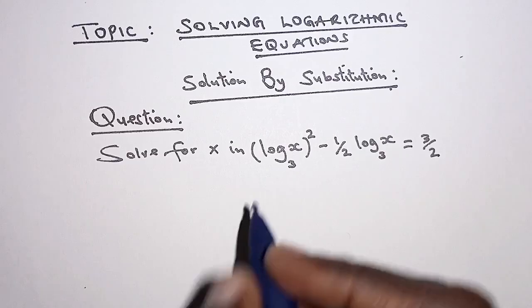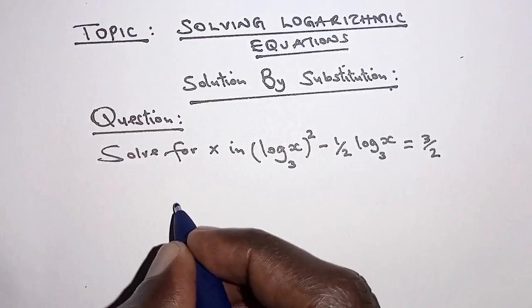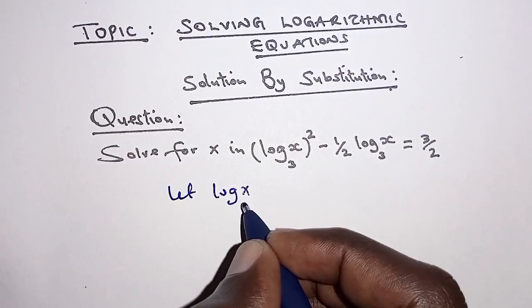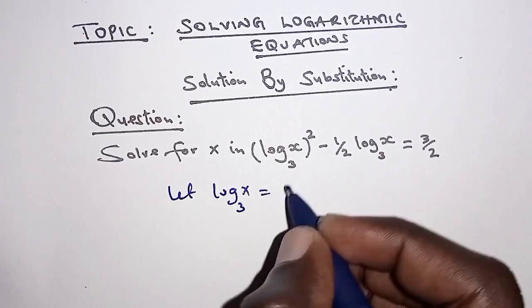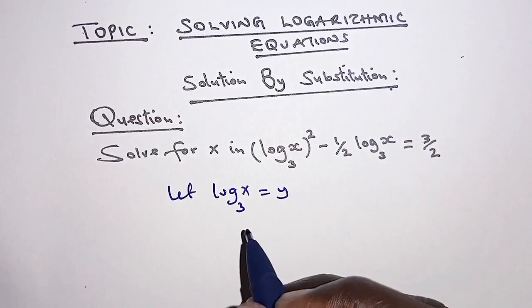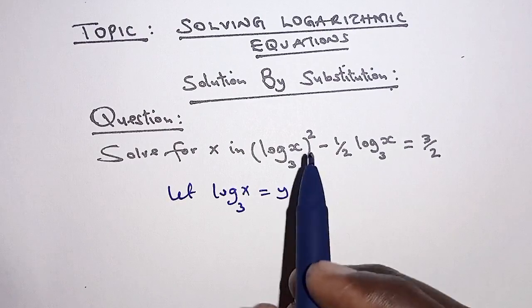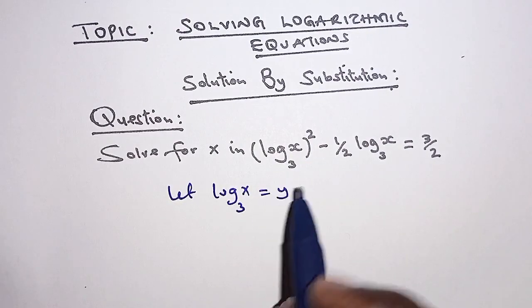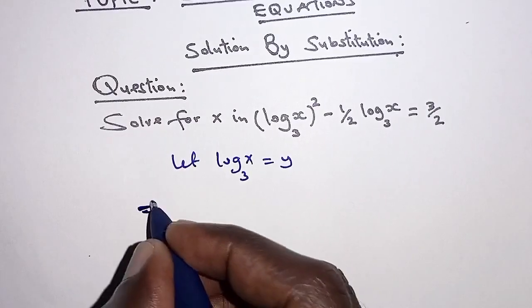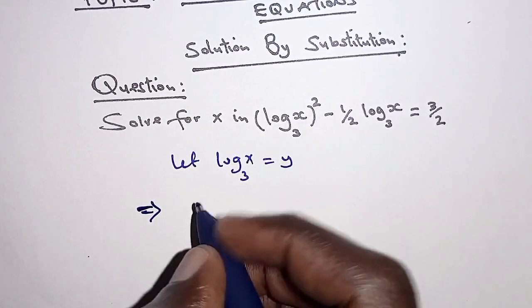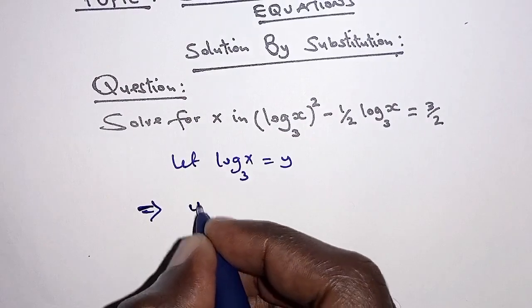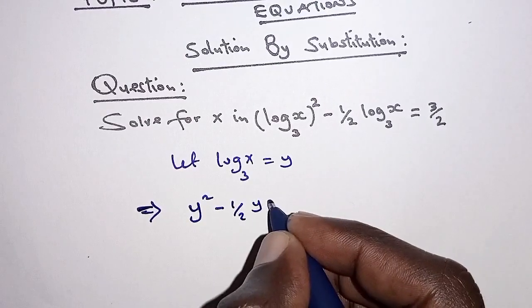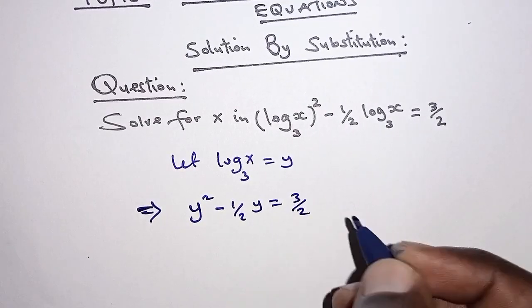Now for this question, we can let the logarithm of x base 3 be some letter, say y, and therefore we will substitute. Wherever we have logarithm of x base 3, we will write y. So this equation rewritten will become y squared minus a half y is equal to 3/2.